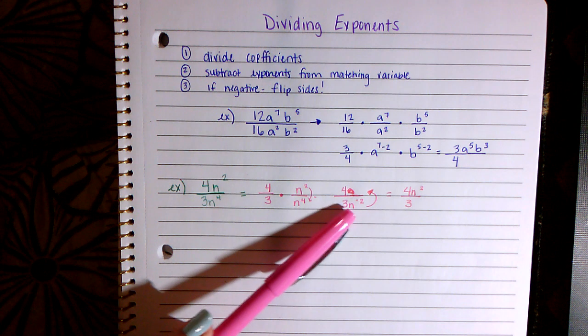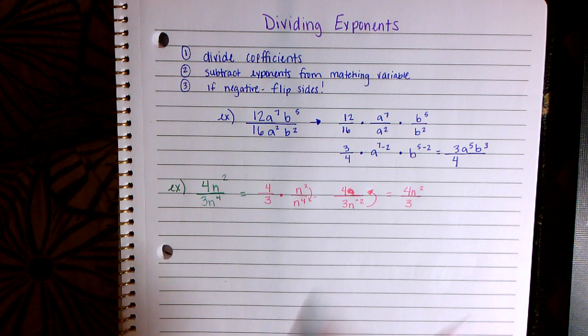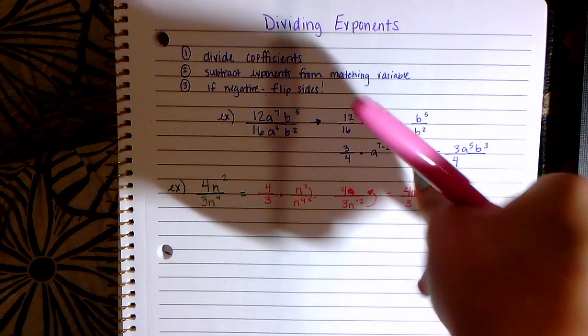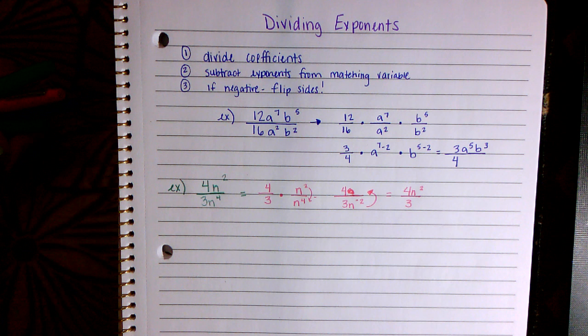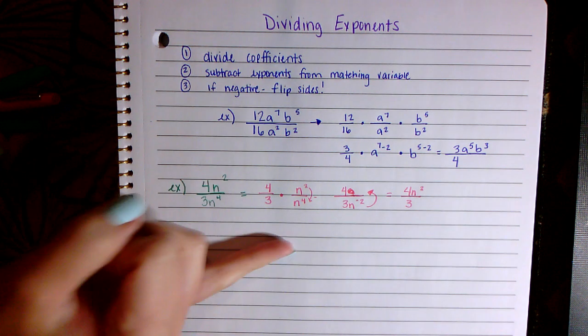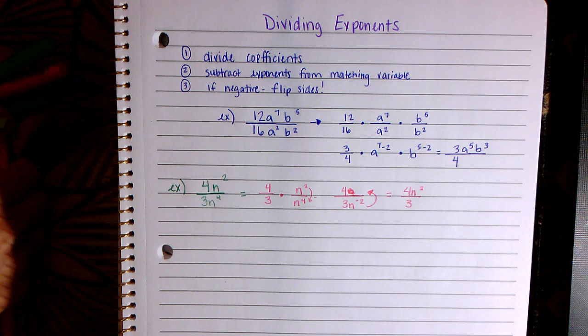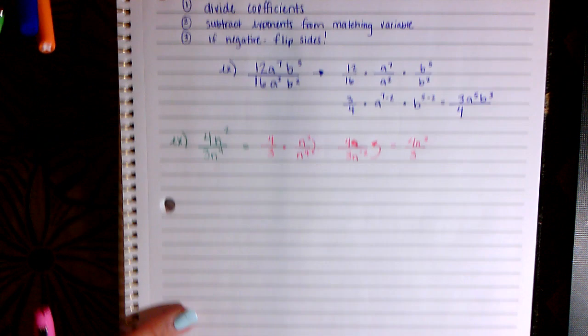So you can move this n to the -2 up top, and that essentially is like flipping a fraction. When you flip a fraction, it changes the sign. So that's what you're going to do. Like I said right here, if it's negative, flip the sides. If it's on the bottom, put it on the top. And it's that simple if you have a negative exponent. So let's do a few more examples.